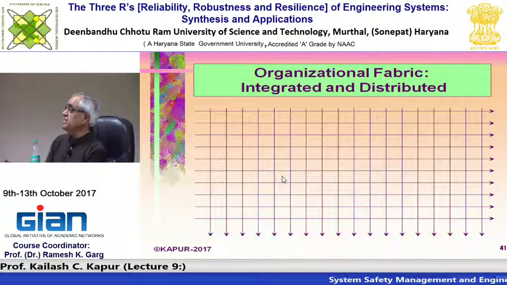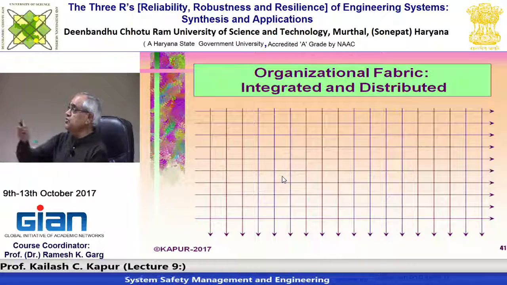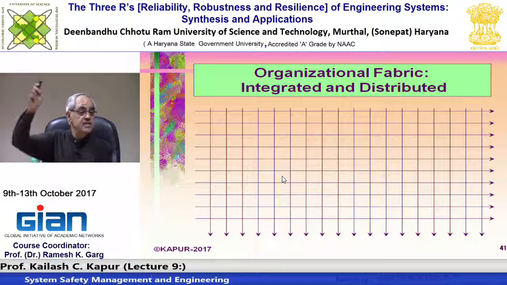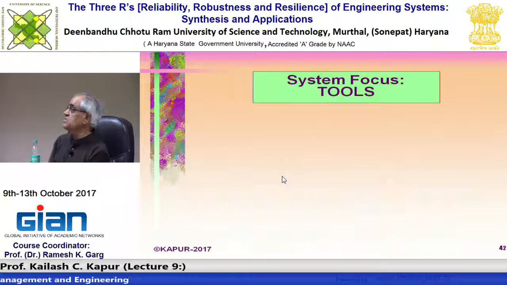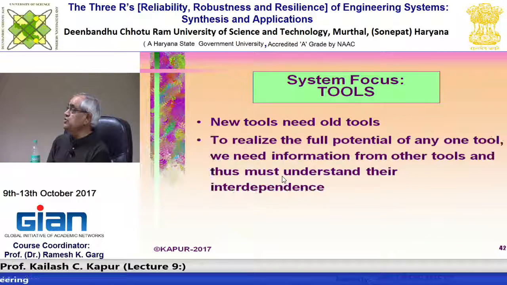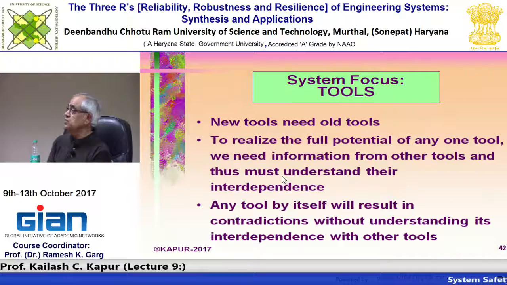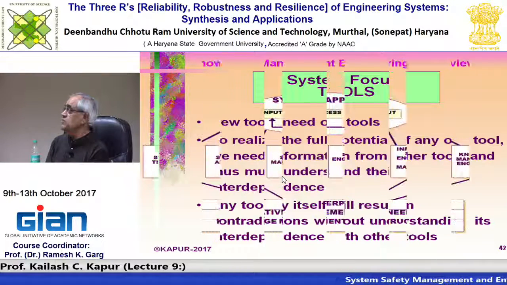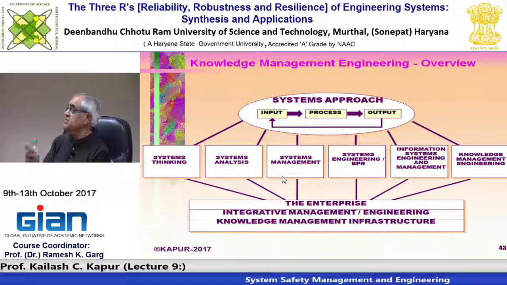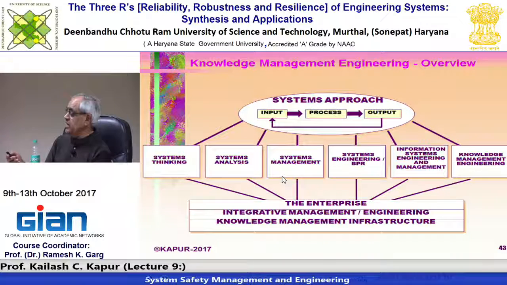So that's why it's like a fabric, an organizational fabric. You need both horizontal fibers and vertical fibers. So that's the basic idea. And then you need old tools and new tools, and so on. Like we talked about, there will always be contradictions. And then you can always develop a systems approach.